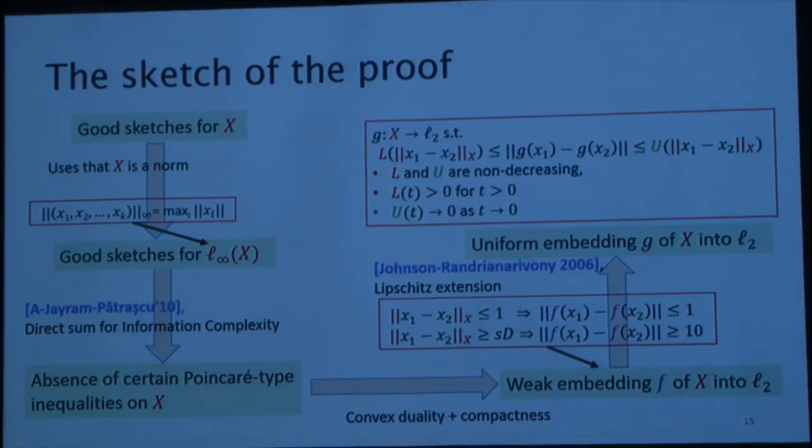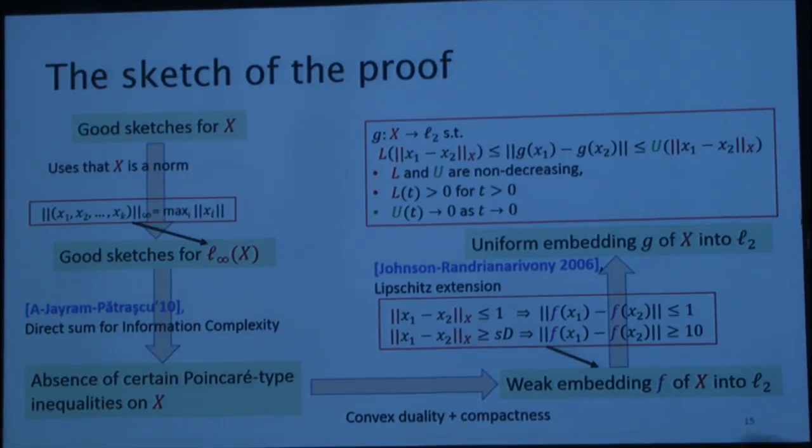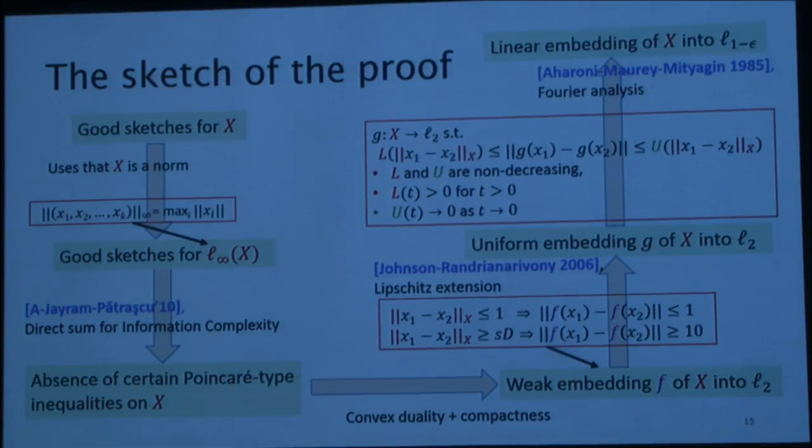Right. So this uses some steps that were inspired by a paper by Johnson and Randriamaro from 2006, plus some Lipschitz extension. We'll see some of these steps, actually. And the last step is to use, essentially, the argument of Aharoni, Maurey, and Mityagin from '85 to get a linear embedding of x into L1 minus epsilon. Okay. So this is the setup. I'll give some kind of overview of each of these steps next.